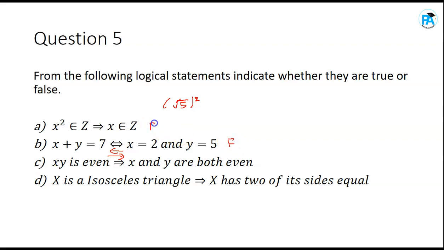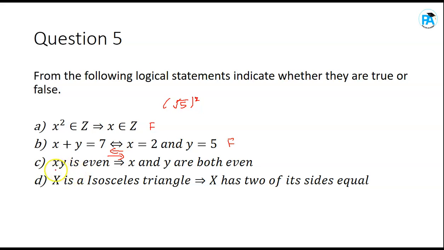This is also false. Let's look at this. Question C says xy is even implies x and y are both even numbers. Is that true? Let's check. Let's take 2 and 3. 2 times 3 gives you 6. Is 6 not an even number? But 2 is an even number and 3 is not an even number. So it does not always imply that. So it's also false.